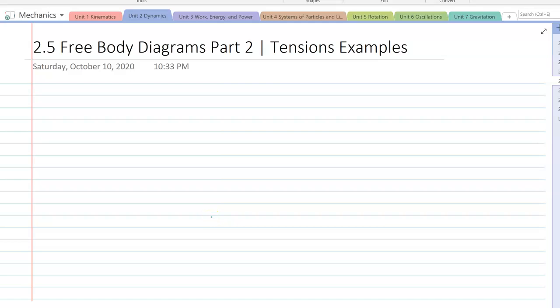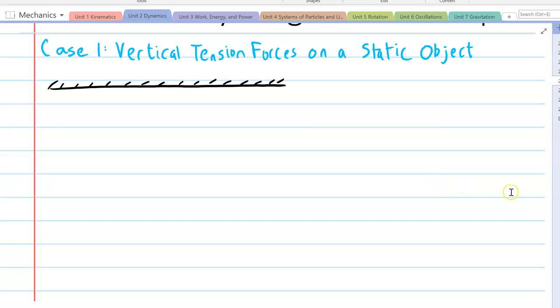Alright, so like the last video when we looked at examples of normal force scenarios, this one we're going to look at scenarios where there are tension forces, and there are 4 of them that we're going to look at specifically. So let's start with case number 1.